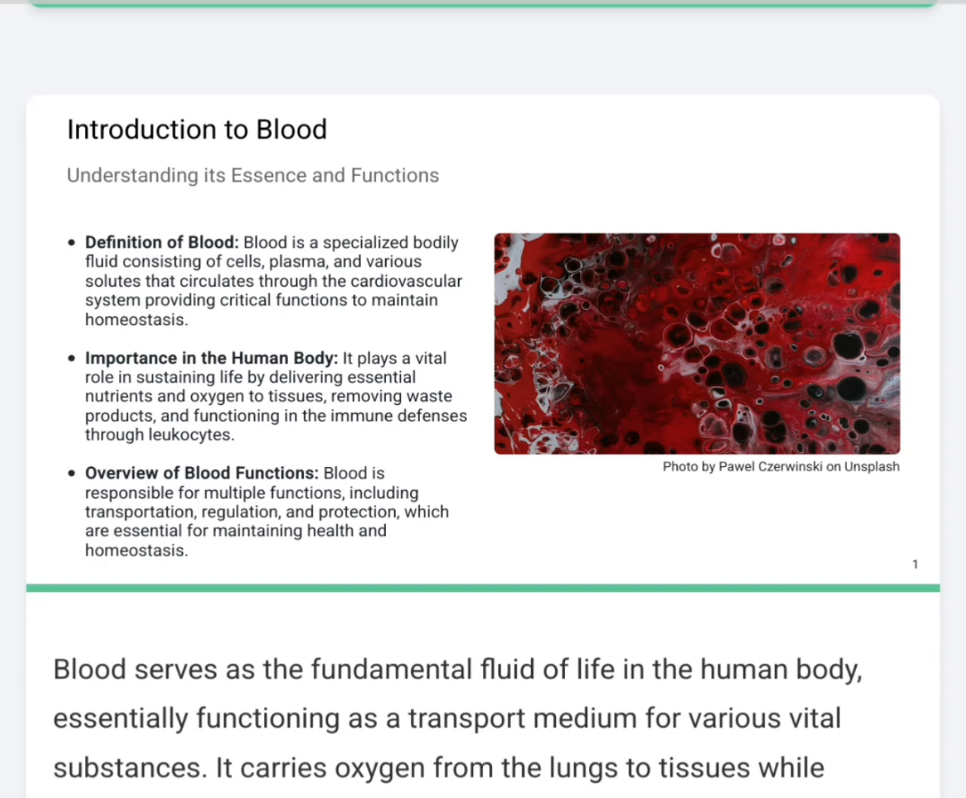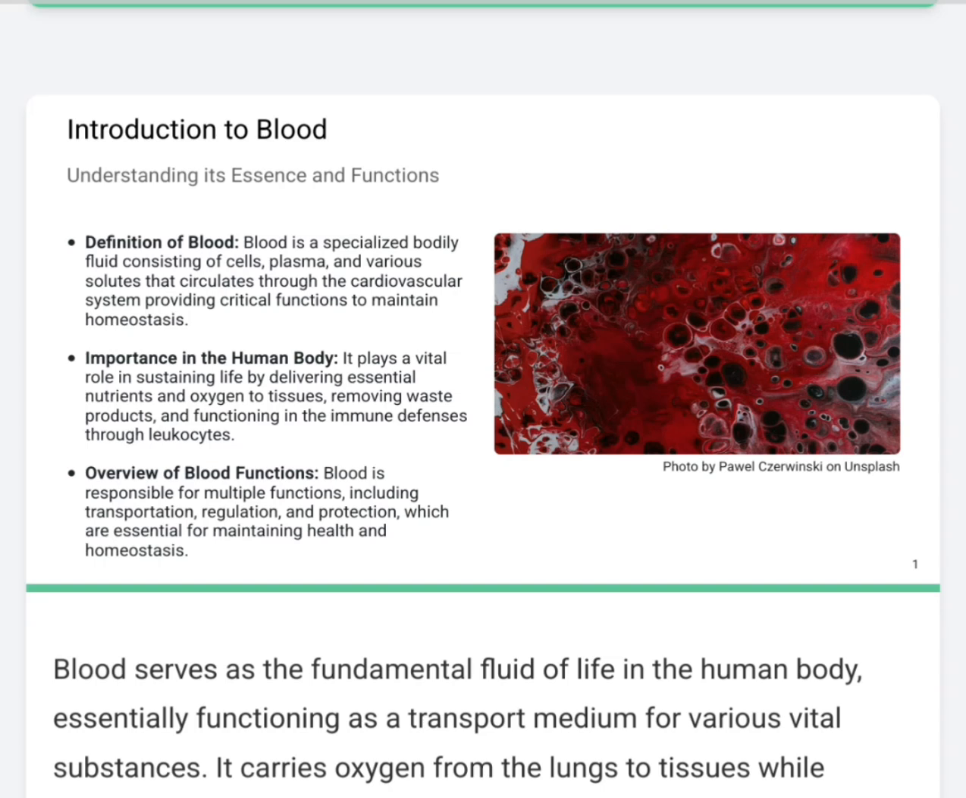Introduction to blood. Understanding its essence and functions. Definition: blood is a specialized bodily fluid consisting of cells, plasma and various solutes, and circulates through the cardiovascular system, providing critical functions to maintain homeostasis. Importance in the human body: it plays a vital role in sustaining life by delivering essential nutrients and oxygen to tissues, removing waste products and functioning in immune defenses through leukocytes.